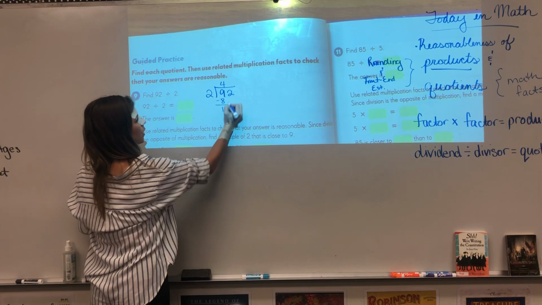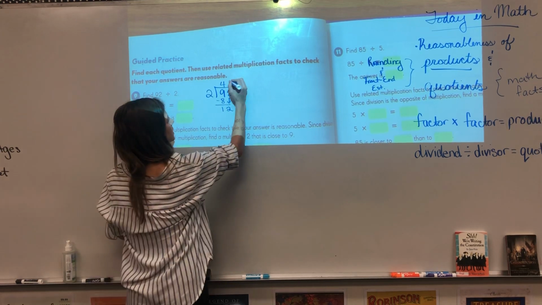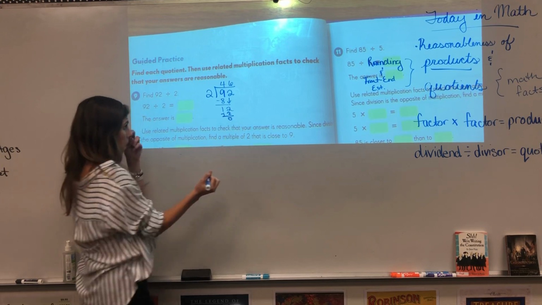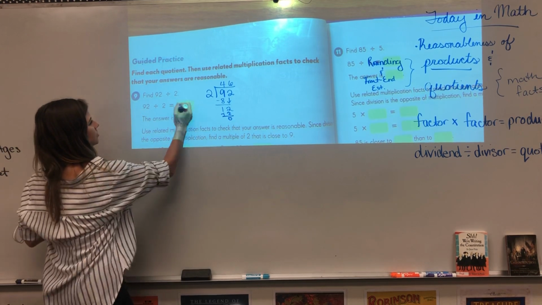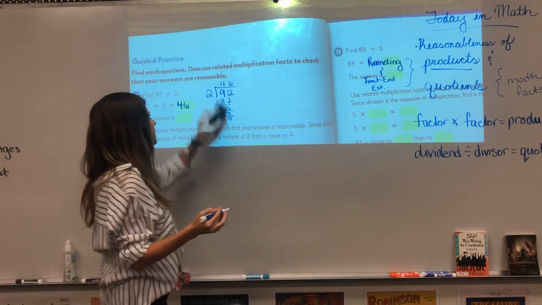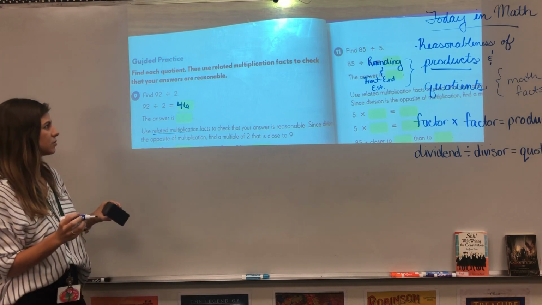9 minus 8 is 1. Bring down the 2. 2 goes into 12 6 times. 6 times 2 is 12. Minus, you get 0. So 92 divided by 2 is 46. All right, now, use related multiplication facts to check that your answer is reasonable.